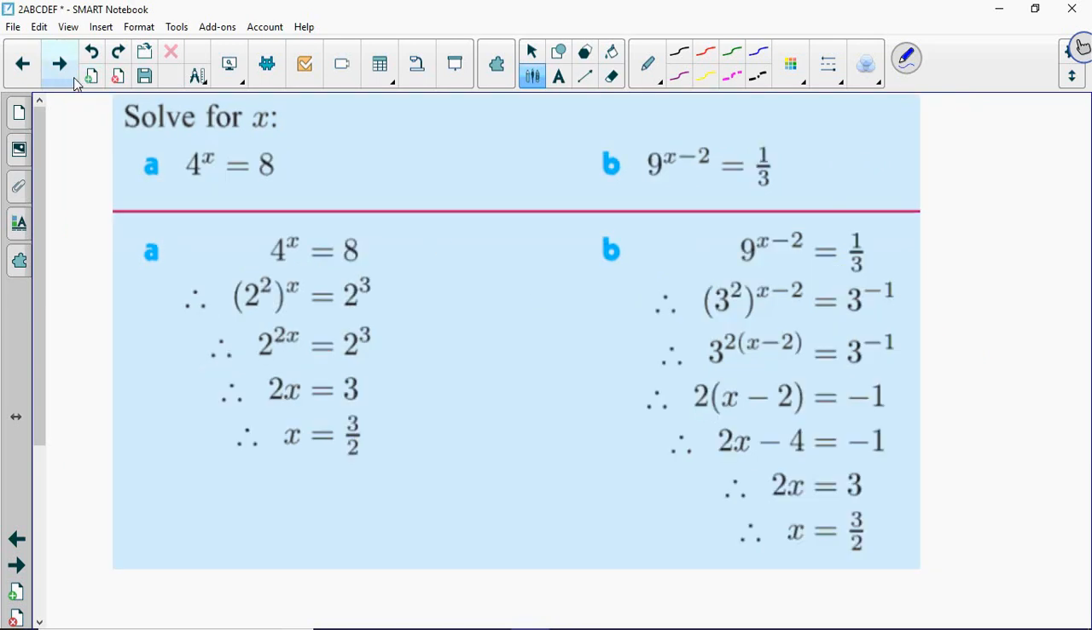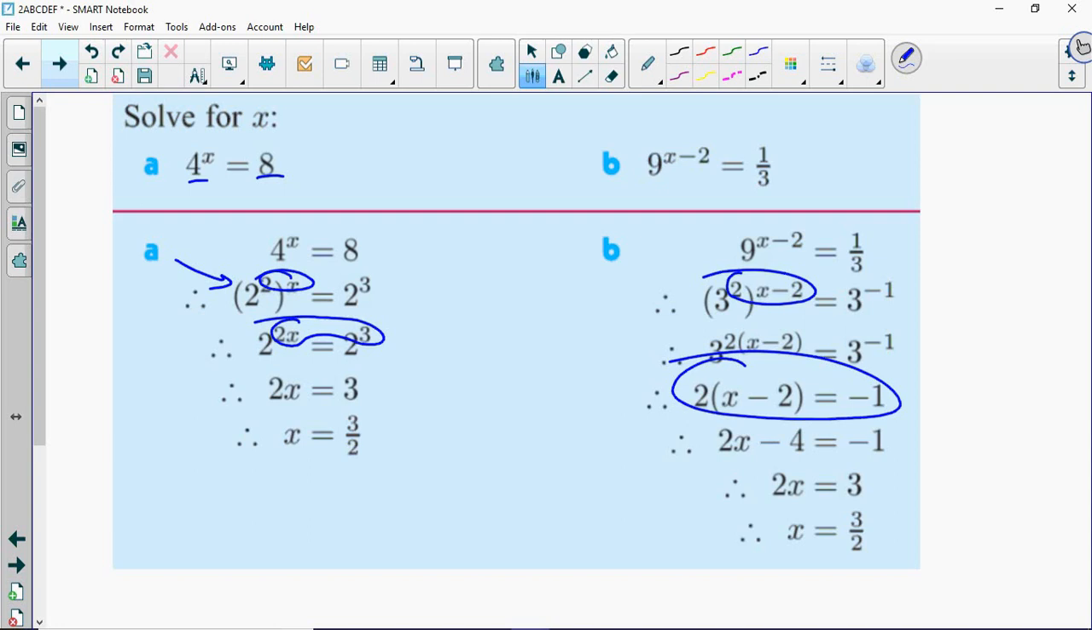Here's two more. So in this case, there's no way that we're going to get 8, for example, to be a power of 4. However, both 4 and 8 are powers of 2. So sometimes we need to find the proper base, and it's not going to be one of the numbers that is immediately obvious to us. So 4 is the same as 2 squared. Okay, so that's the x, and on the right we have just 2 cubed. Multiplying those two together, we get 2x equals 3. That's easy to solve. And on the right, we'll rewrite both things as a power of 3. Again, 9 is 3 squared, so we have 2 times x minus 2. And that's all equal to 3 to the negative 1. So again, set the exponents equal, and we solve.